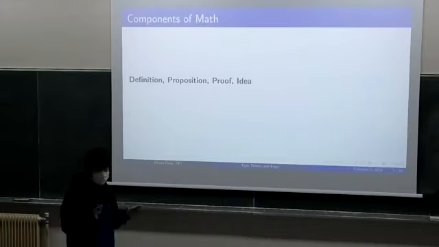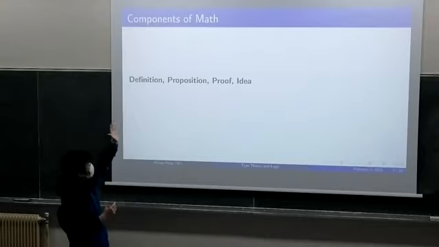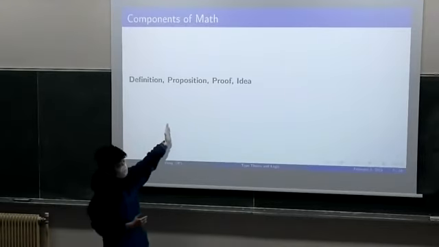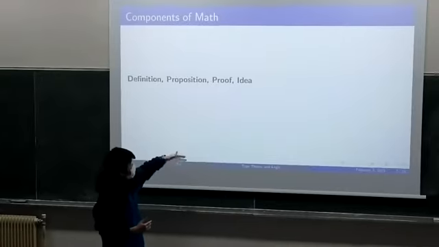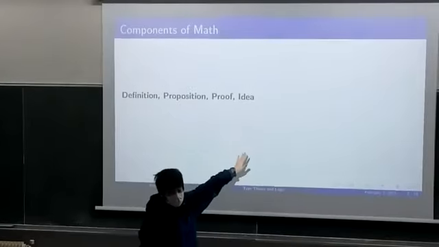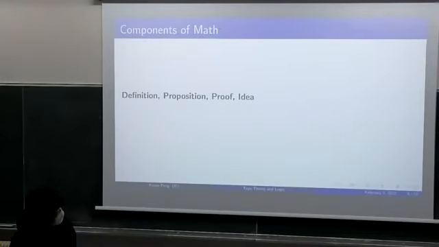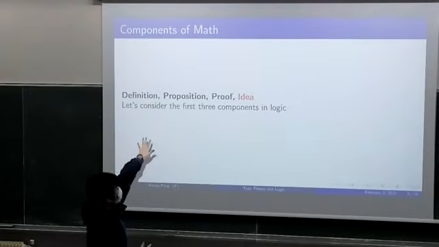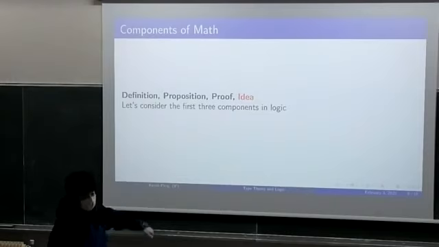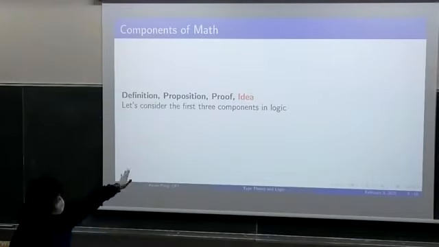Okay, so let's really start. There are these components of math. Maybe there are definitions. Then we can give propositions. Then we give the proof of the proposition. But all these three components are based on ideas. But the idea is too mysterious. It's deep in our brain, so we cannot handle it. But we can handle the first three components. So let's try to see these three components in logic, what they are.